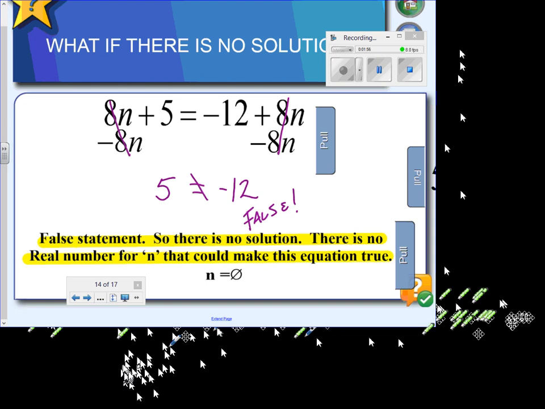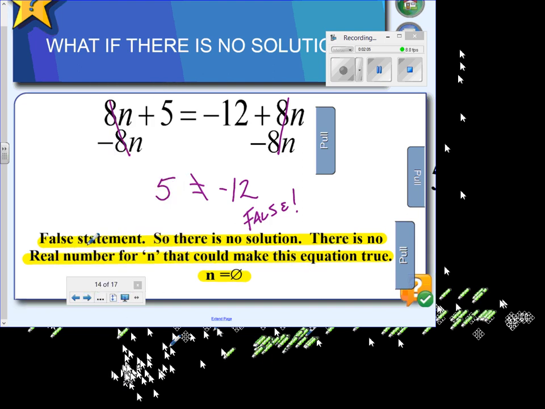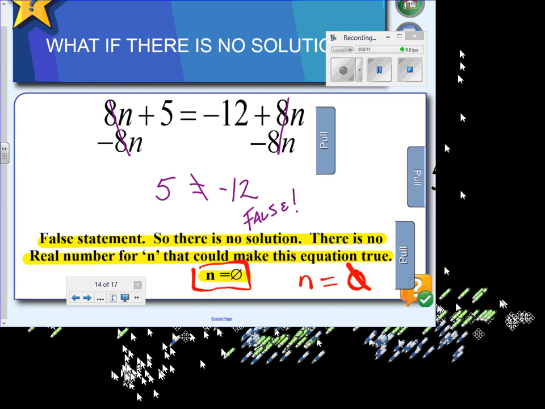So how do you represent that in math language? You say n is equal to the null set. So that would be the solution to your problem. You would say n equals the null set. And it looks like a little 0 with a line drawn through it. By hand, I would go like that, right? All right, so that's one situation that can happen.